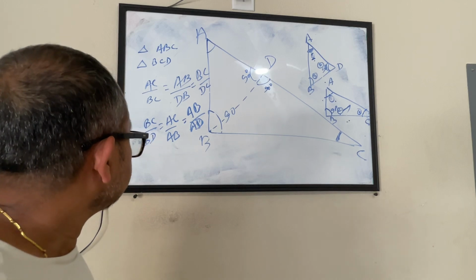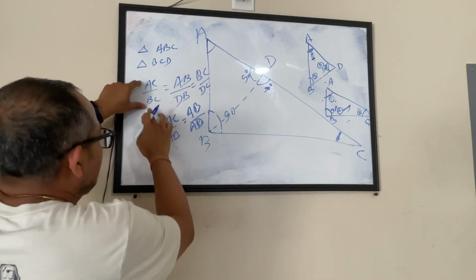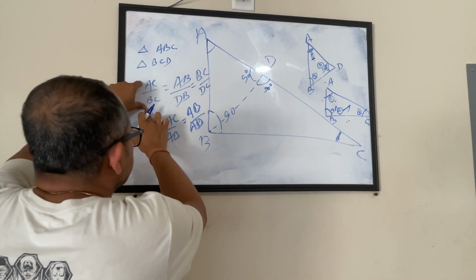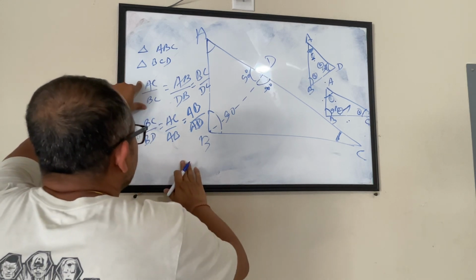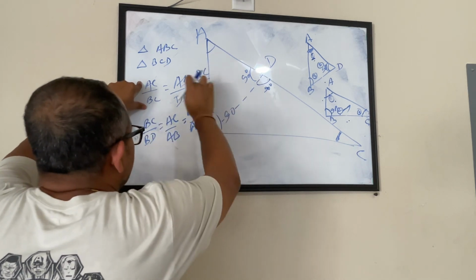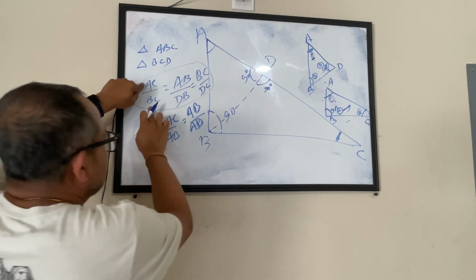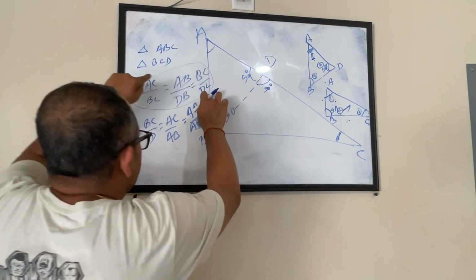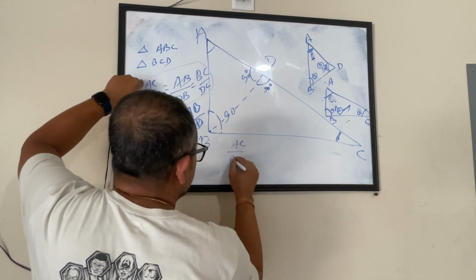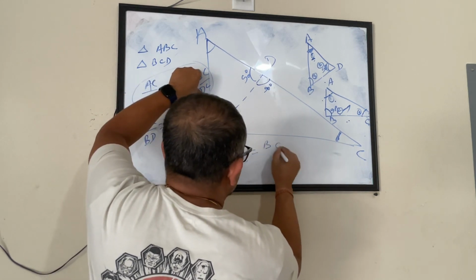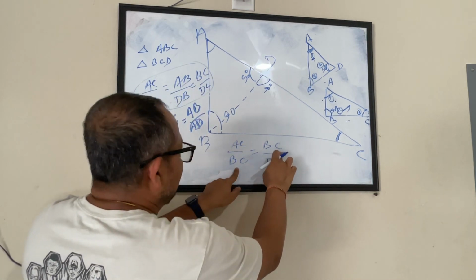Okay? Now let's break it down. Now you look at this. I will take the things that help me get a square. So here in this equation, AC by BC equal to AB by DB equal to BC by DC. What I will do is, I will pick this and this. So I pick AC by BC equal to BC by DC. Why? Because it helps me get a square of BC. BC is nothing but this side.